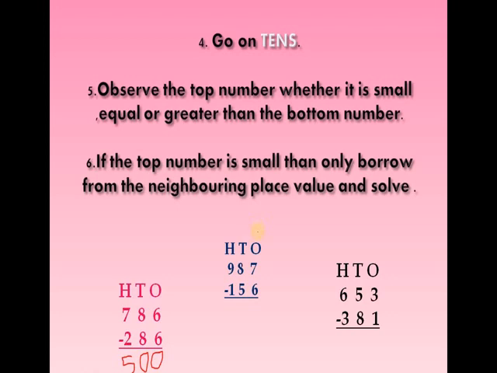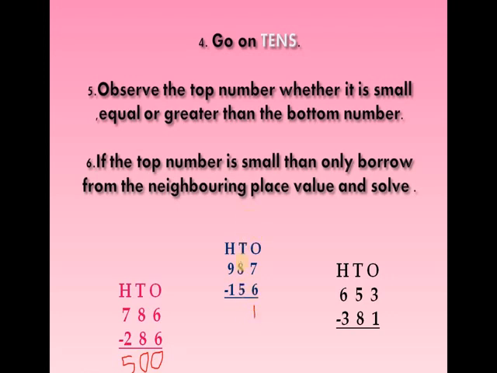We move on to the next sum. Always start from ones. So 7 minus 6. Here the top number is greater than the bottom number, so 7 minus 6 is 1. We can solve it.